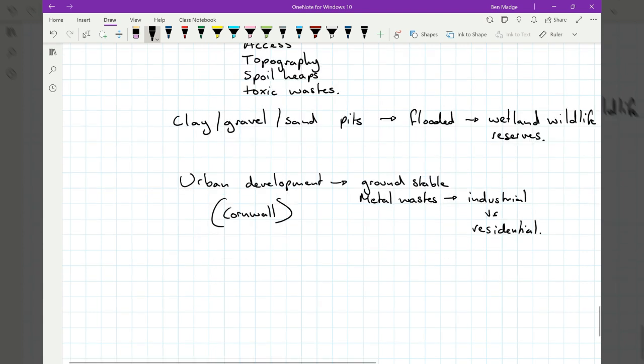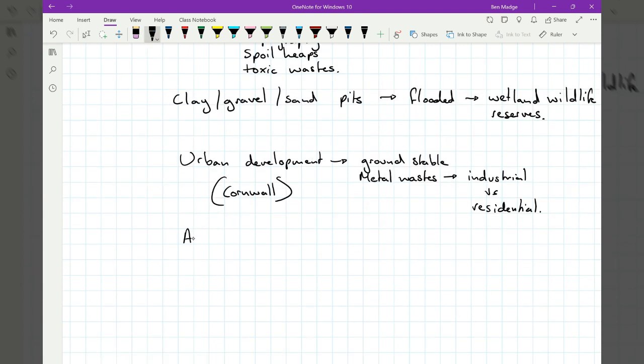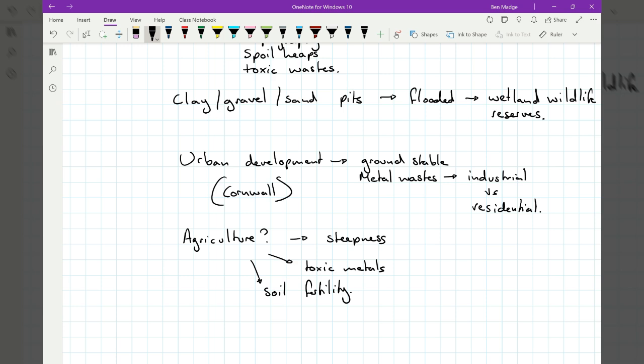And agriculture is potentially possible. But this is dependent on the steepness of the land. If it's too steep, then you're not going to be able to do it because the tractors will roll off. Toxic metals, to prevent accumulation within the human food chain, and soil fertility. Is it fertile enough to accept crops and things like that?